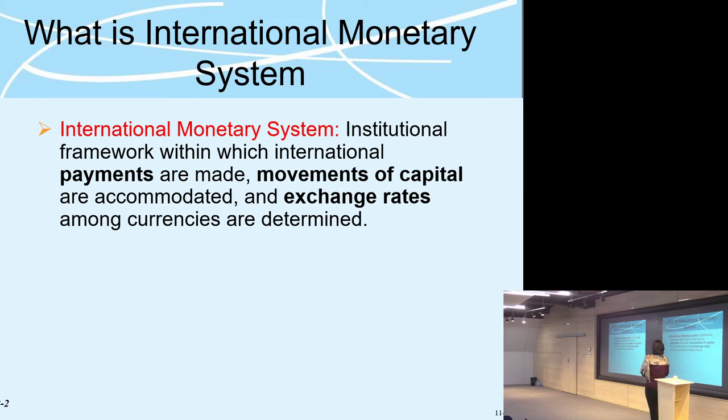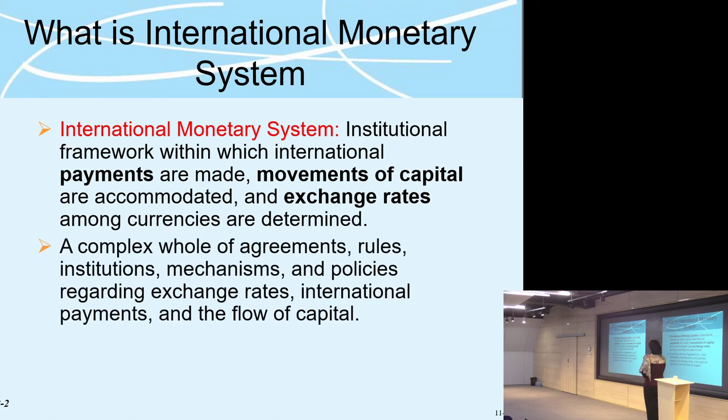So international monetary system is basically covering everything that is dealing with payments, with investments, and exchange rates. There are certain rules and regulations that need to be followed. There are certain policies and all of that. When we talk about systems, that means it's not one country, it's not two countries. When we talk about international monetary systems, we are thinking about the world as a whole.